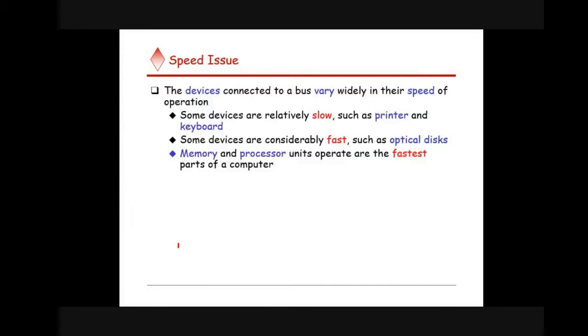Okay, we'll see that slide. Those are the issues. You can see I have written it. The devices connected to the bus vary widely in their speed. For example, some devices are relatively slow, like printer and keyboard, but some other devices are relatively fast, like optical disc, and memory and processor are the fastest devices of the computer. And we know that at a time only one transfer is happening through the bus.